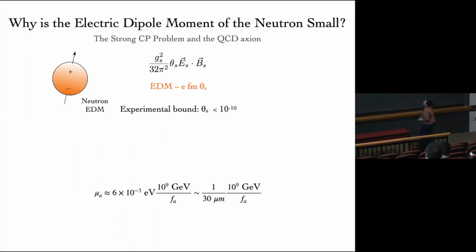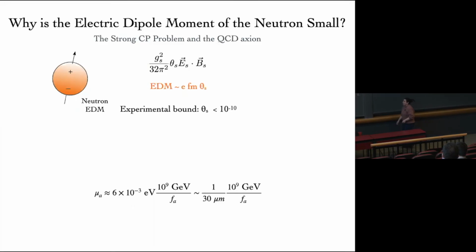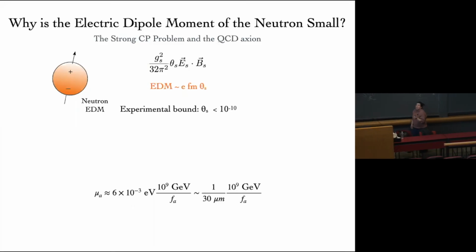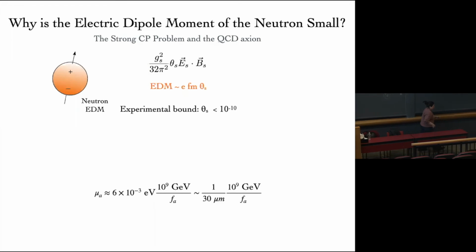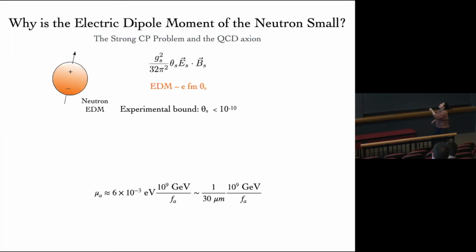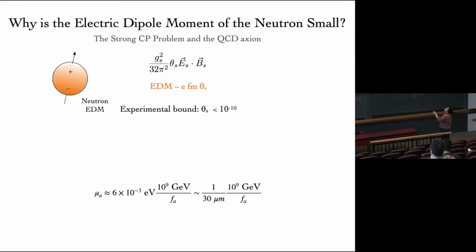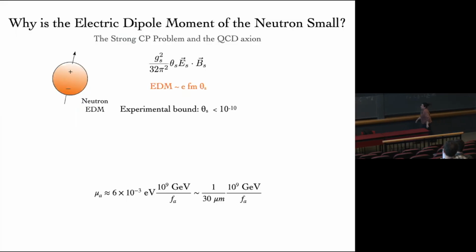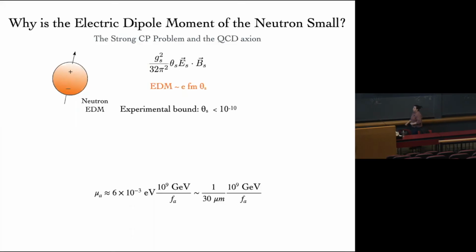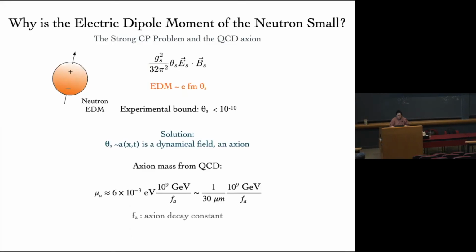Its mass, so this parameter here, this theta parameter tells you that it should be order 1, but we've only considered it to be 1 part in 10 to the 10, and this is how the axion was born. So people turn this theta into a dynamical parameter, and its value dynamically relaxes to 0.